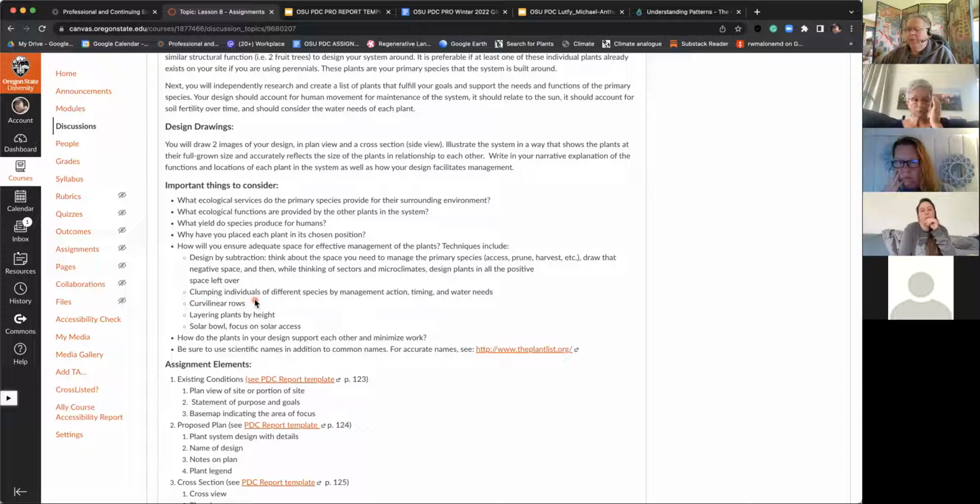Clumping individuals is a great idea with certain plants. So what would be an example of that? Well, here you go. It might not look right to have a whole bunch of fig trees together, right? I would say an individual fig is more effective than a whole bunch together. If you wanted to have more than one, having those spaced appropriately so there's lots of access and light for them is a great idea.